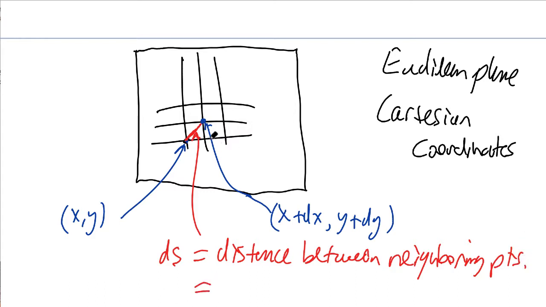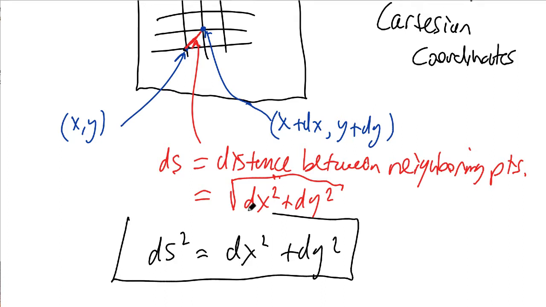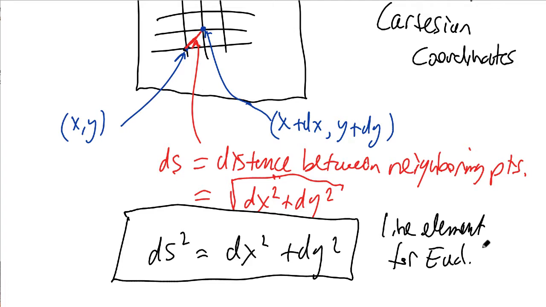And we know how to write down the distance between that. It's just given by the Pythagorean theorem. It's the square root of dx squared plus dy squared. All right, this is usually written, by squaring both sides, as ds squared equals dx squared plus dy squared. So this is the line element for the two-dimensional Euclidean plane in Cartesian coordinates.